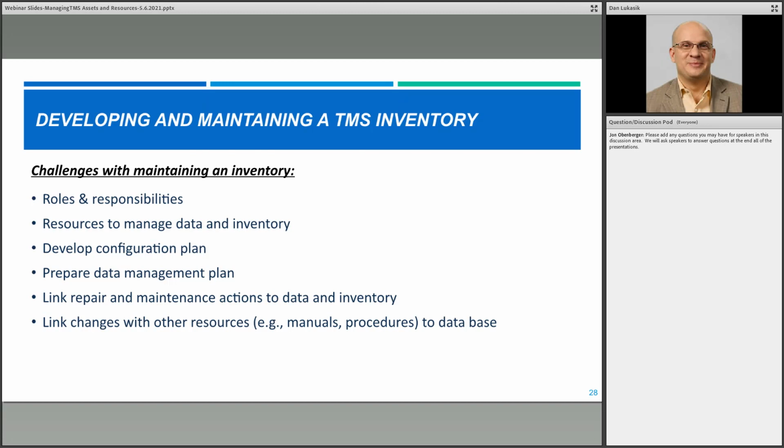We need documentation like configuration management plans. We need data management plans. We need guidance documents. If they don't exist, we're going to have to prepare them and we're going to have to maintain them. That's important as well. And we need to understand the challenges and how this inventory links to other actions like other maintenance actions, other systems, resources, and databases. How does it relate and link into trouble ticket systems and MOMS as an example?